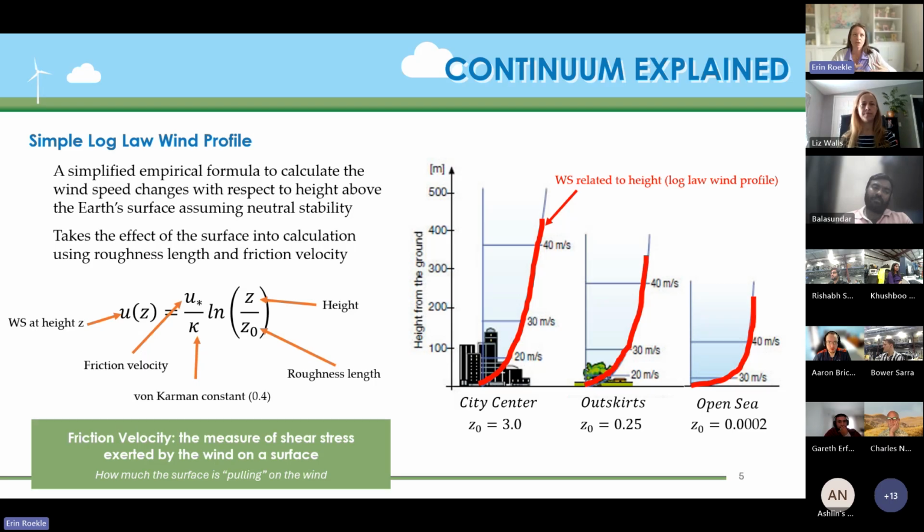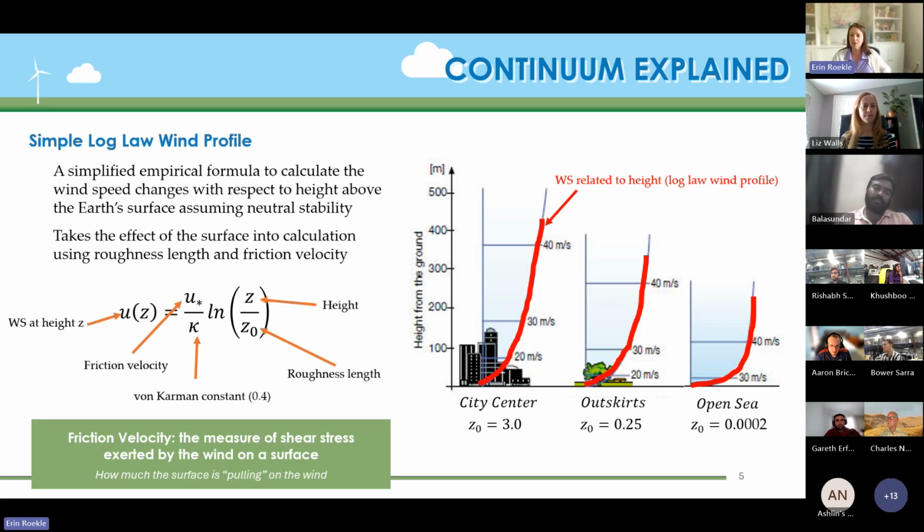And we're going to be assuming neutral stability so that nothing is really adding or taking away from the winds or your air's ability to go up or down. So with this log law wind profile equation, it takes the effect of the surface into the calculation using the roughness length, as well as a thing called friction velocity.